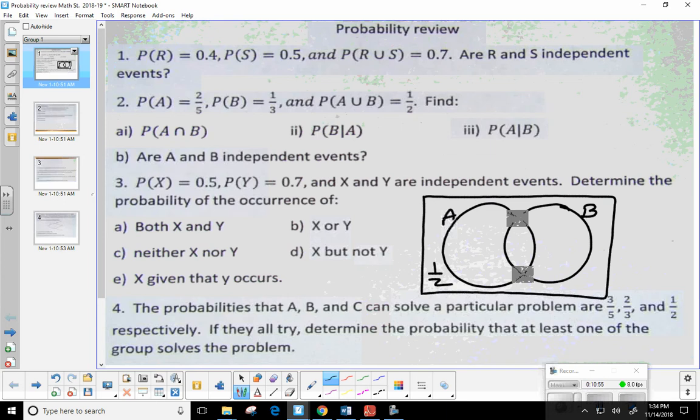Subtract the 2. So I'm going to go ahead and take the union 1/2, and I'm going to subtract off 2/5. Okay, we need a common denominator, which would be 10. All right, so what's the equivalent fraction here? 5/10. Okay, 5/10.